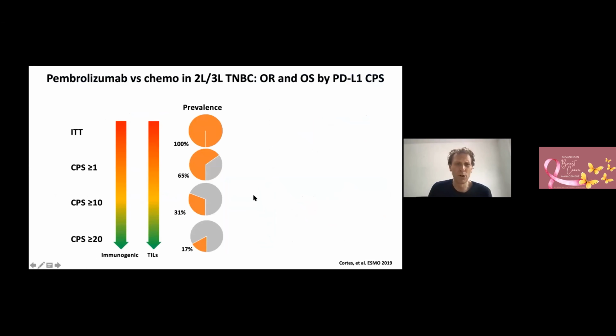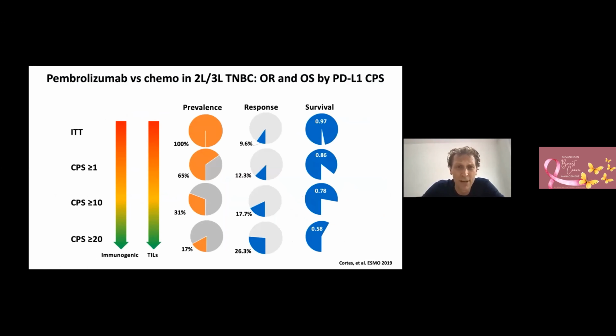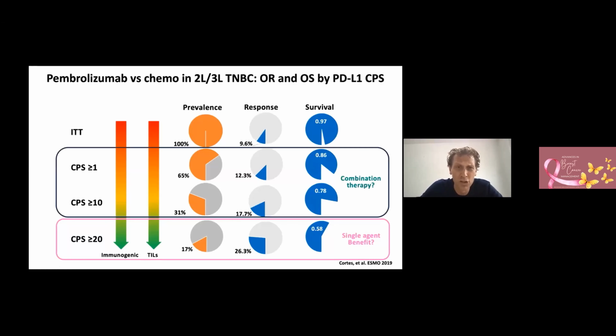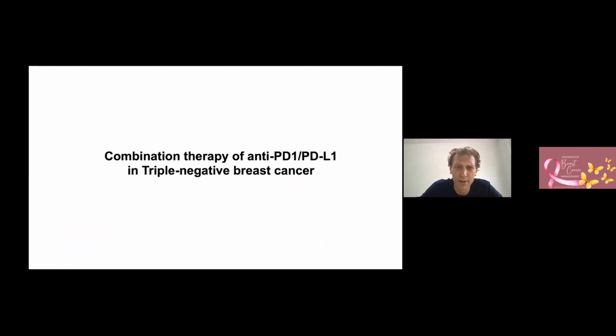And if you look at this in a little bit more detail, as you can see on the left, if you go from the higher groups down, from ITT down to CPS 10 or 20, the number of TILs increase, the tumors become more immunogenic, but the subgroup becomes smaller and smaller, and CPS 20 is only about 70% of patients. But what is interesting, the response rates go up, 26% in the CPS 20 group, and those patients clearly seem to have a survival signal. So there is still an ongoing discussion whether this small group of patients with very inflamed tumors may be candidates for single agent therapy, but the majority of patients should be considered for combination therapy.